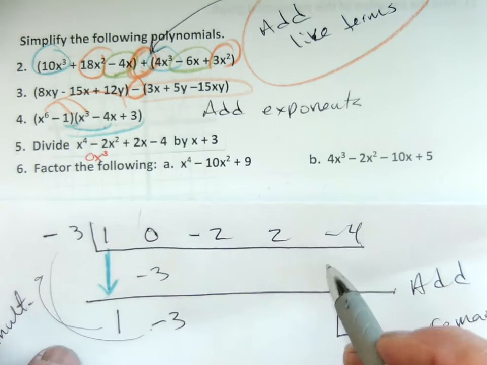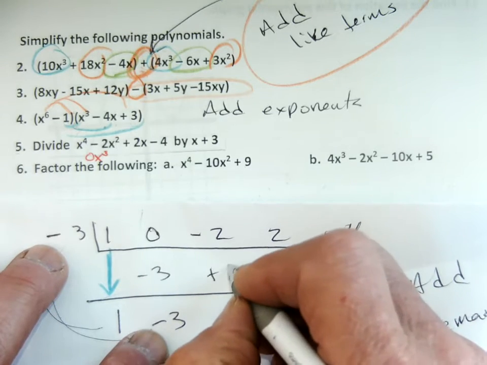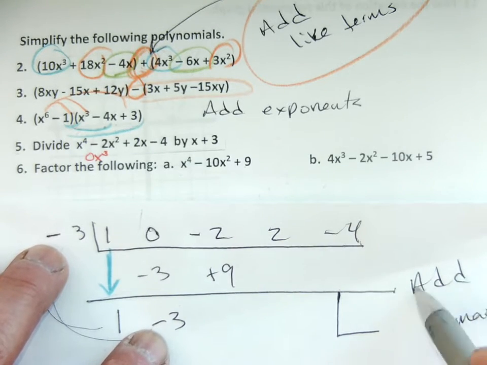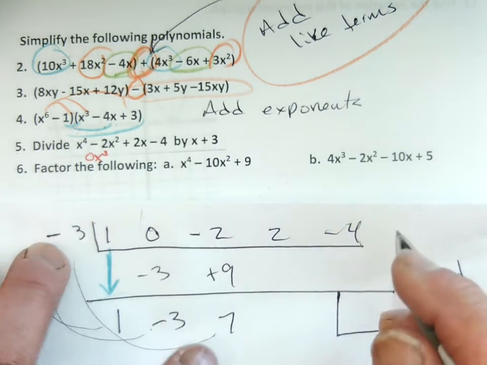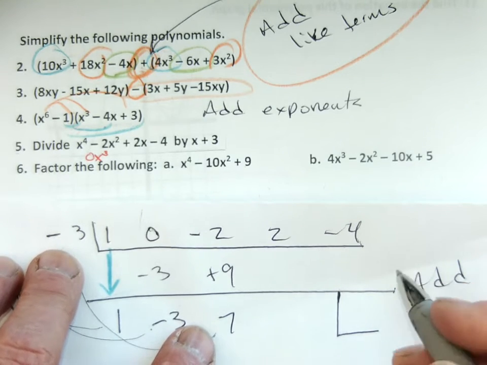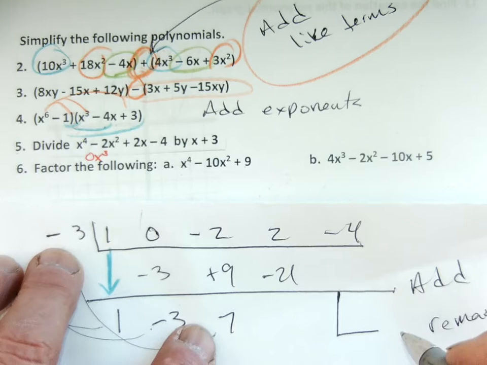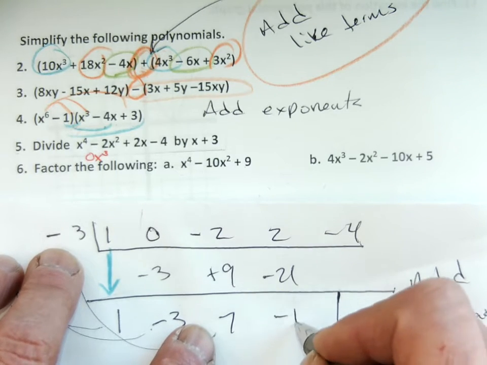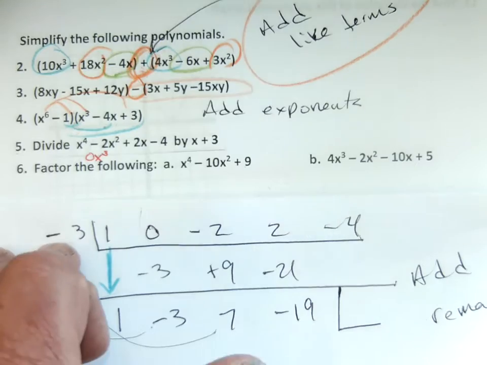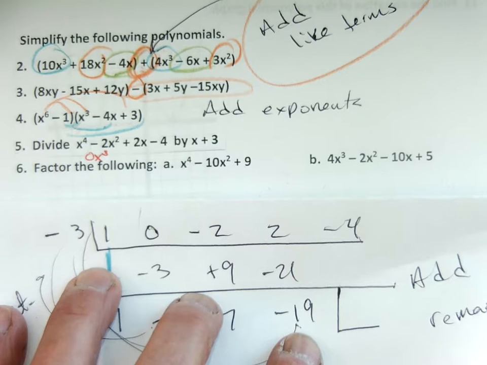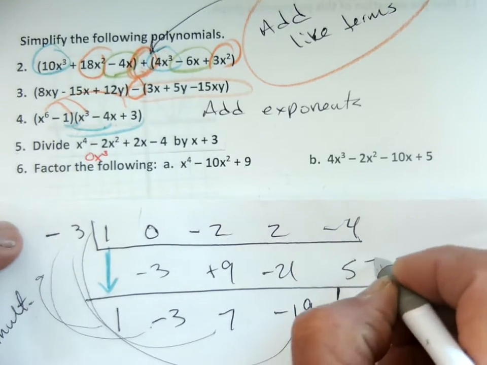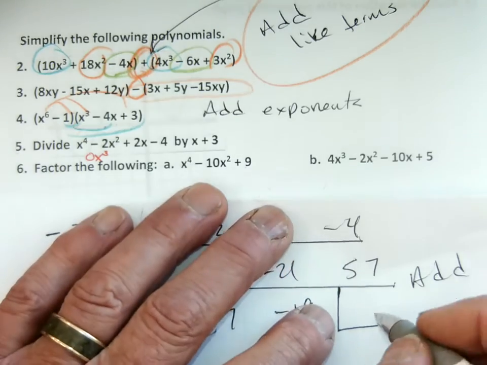And then I multiply. Negative 3 times negative 3 is a positive 9. And I add. Negative 2 plus 9 is 7. And I multiply. 7 times negative 3 is a negative 21. And I add, and I get a negative 19. And I'm going to use my calculator. I think it's 57. 3 times 19 is 57. Yes, I get 57. And then I get a 53.